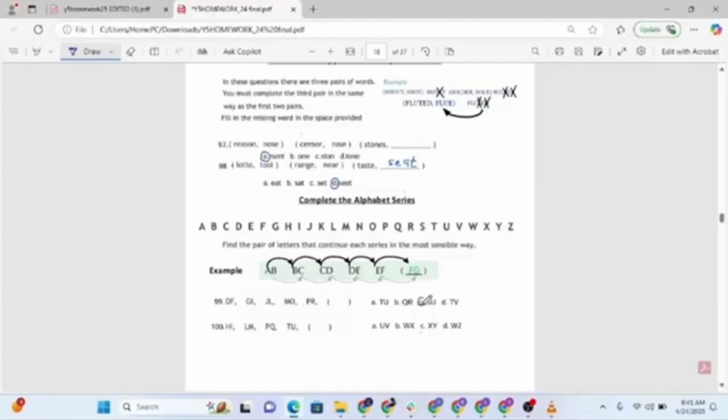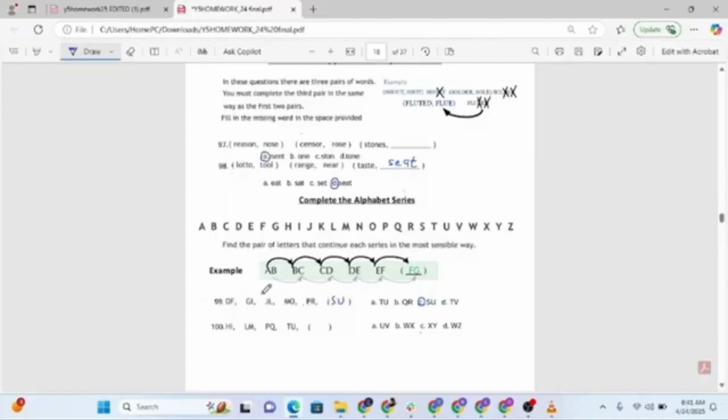Explanation. Look at the first letter in each pair. D becomes G, G becomes J, J becomes M, M becomes P. Each time we move forward by 3 letters in the alphabet. D plus 3 is G, G plus 3 is J, J plus 3 is M, M plus 3 is P, P plus 3 is S.